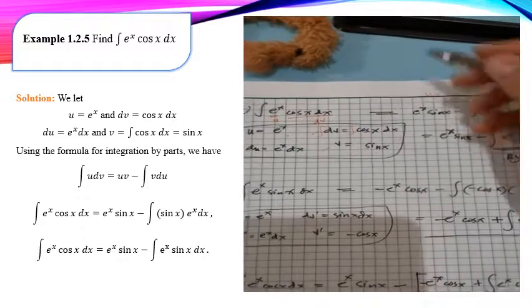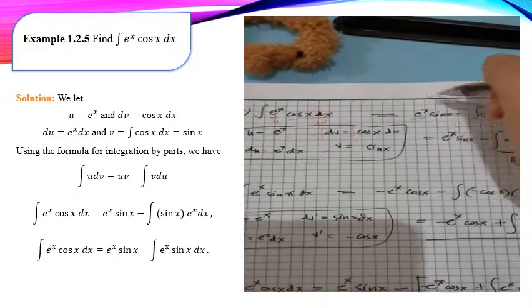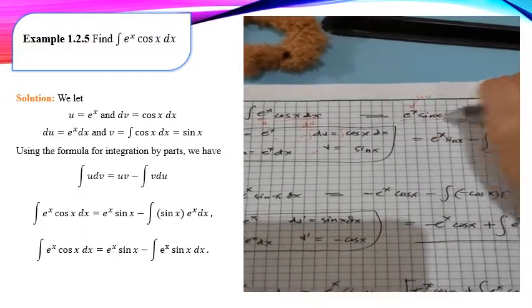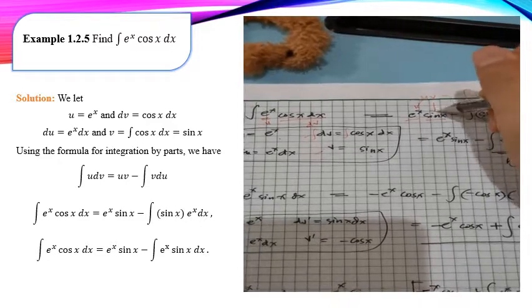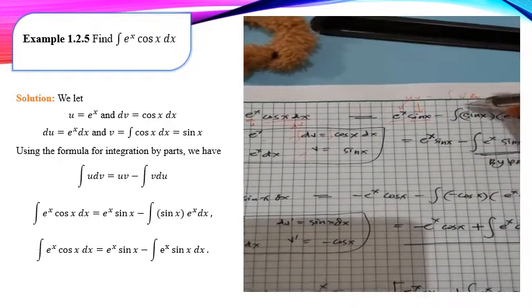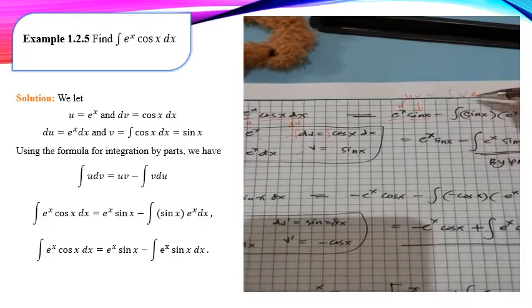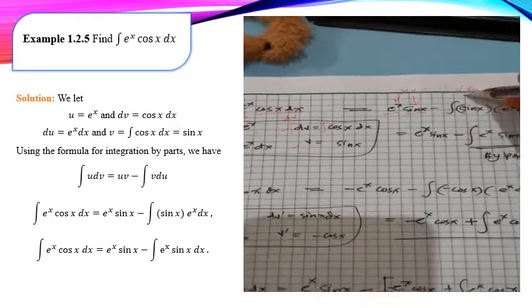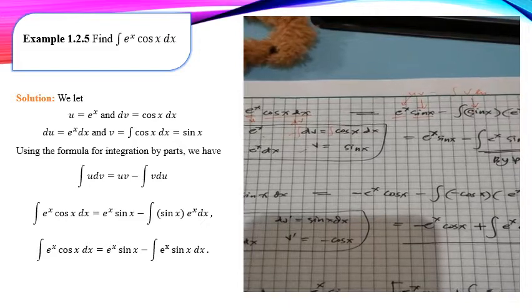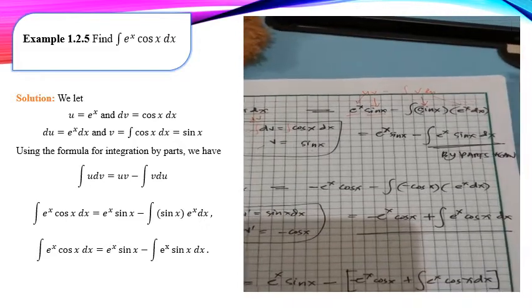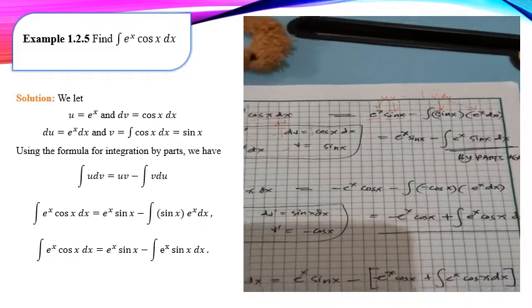Okay, so this one is our u. Yan yung u natin. Si sine x naman is our v. And then, dito naman, we have the integral sign, and then this is always minus or subtraction. And then, v natin is si sine x. And then, ang du natin is si e to the x dx.